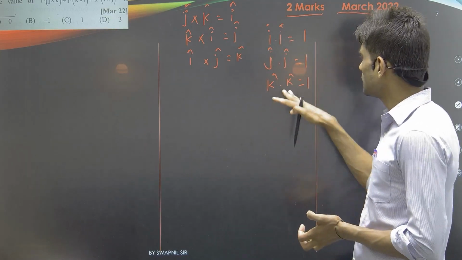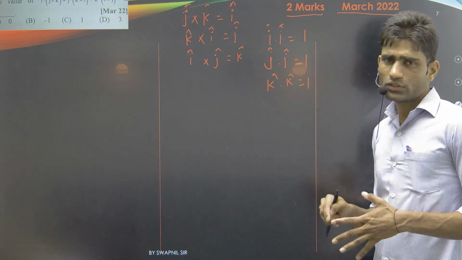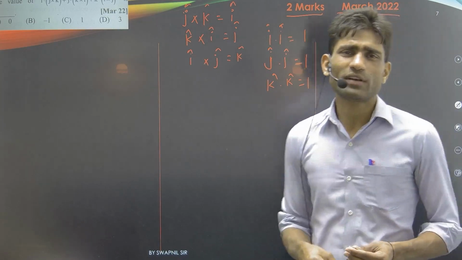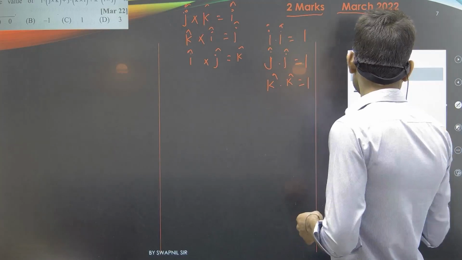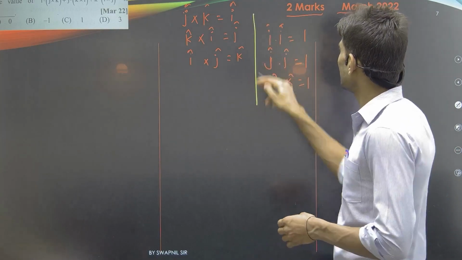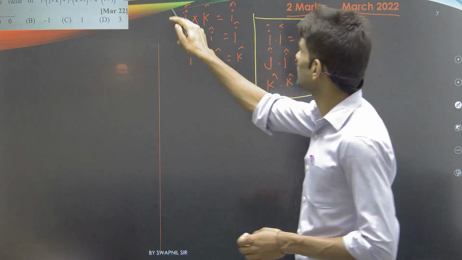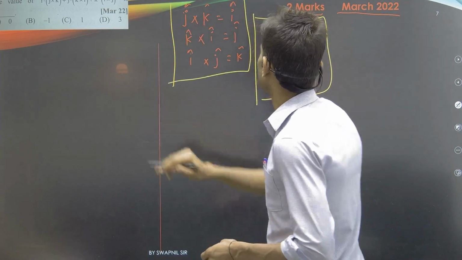So this one is for the dot product. You will get a different result for the cross product as well as the dot product. Now let's move to the solution. I hope you all have understood these results. We will apply these results in our solution, this one and this one.